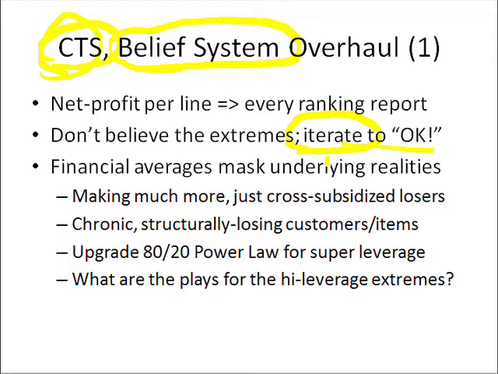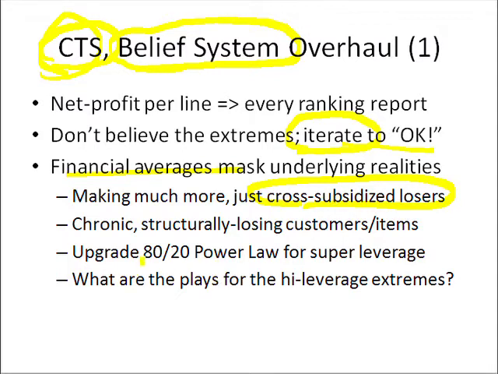So what can we do to convert lose-lose to win-win? Generally, we start to realize that when we look at financial averages, they're basically masking the underlying cross-subsidies or realities that are going on. We realize we're making a lot more than we're reporting at an operating profit line. It's just that we have to take those excessive peak internal profits to cross-subsidize the losers, which we don't have to accept. In other words, there usually is a way to turn a lose-lose relationship into a win-win.